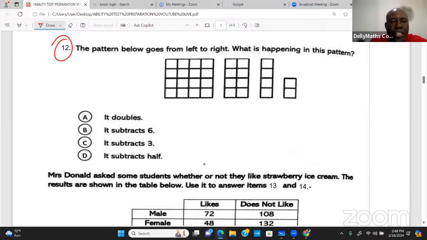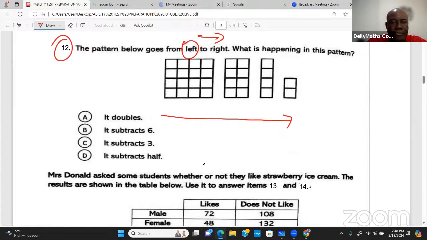Question 12. Question 12 says, the pattern below goes from left to right. So we are observing the pattern this way. Because if we are coming the other way, there's a whole different pattern. So focus on keywords. We're looking at it from left to right. What is happening in the pattern? Take a look at the pattern. Make sure that you're looking properly. We're at number 12.